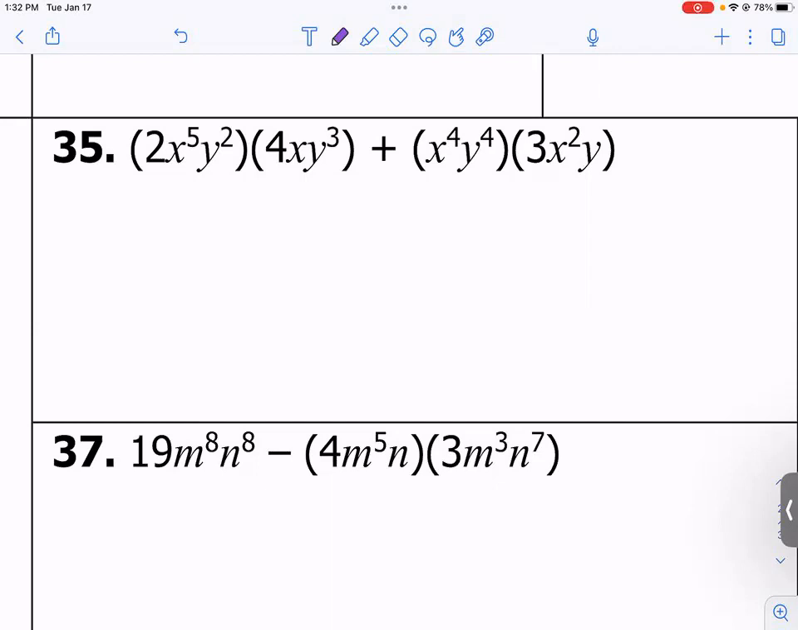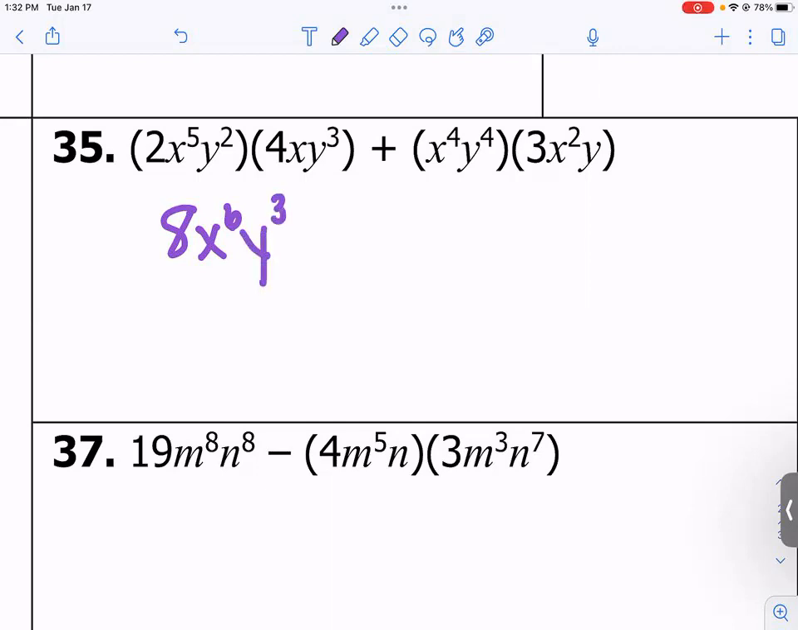So let's talk through it. I see this group over here. It looks like they have 8 something something and 3 something something. What did you do first? Oh, we multiplied these 2 together. That's what it looks like, right? So if we multiply these 2 together, 2 times 4 is 8. X to the 5th times X, we add the exponents. y squared times y cubed, we add the exponents.